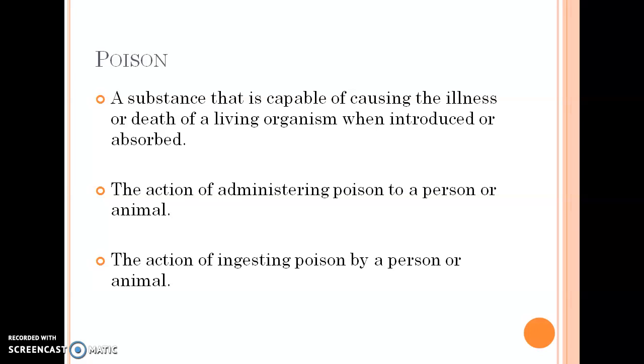Let's understand what poison is in terms of its definition. The definition for poison is a substance that is capable of causing the illness or death of a living organism when introduced or absorbed. Especially, poisoning is the action of administering poison to a person or animal. But actually, this doesn't happen because poisons are not generally administered, but by mistake, these are ingested. So more specifically, the action of ingesting poison by a person or animal is to be called poisoning.